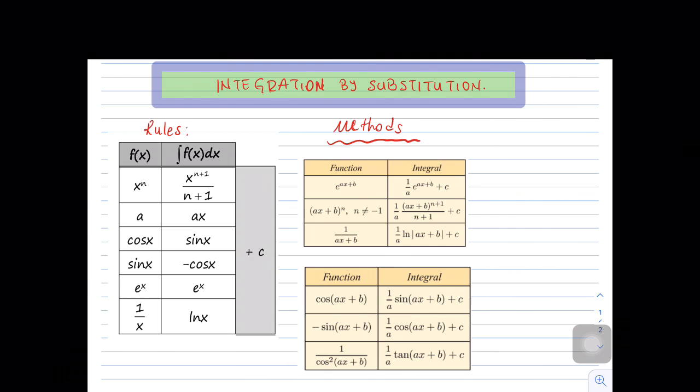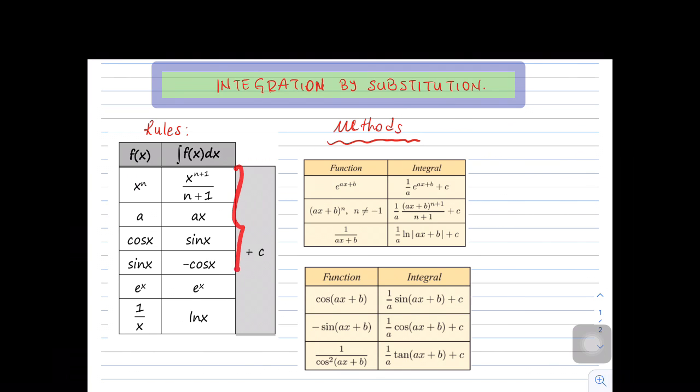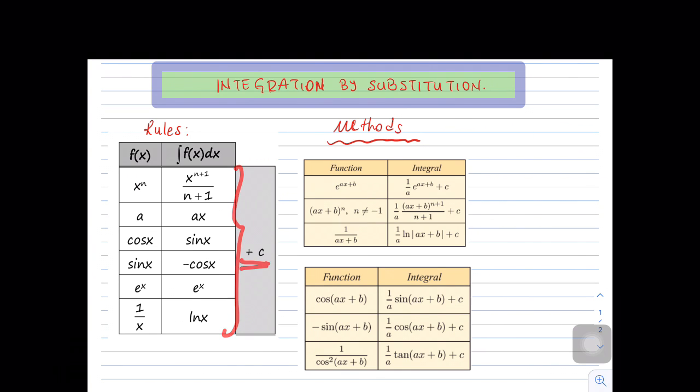We have learned there are some rules, right? The rules are x to the power of n. So this is the rule, and then if you have a constant, this is the rule, and then the integration of cosine is sine. You know that integration is the antiderivative, the same thing. And at the end, we just add plus c.